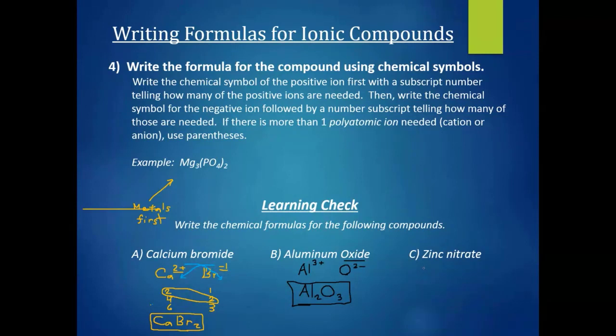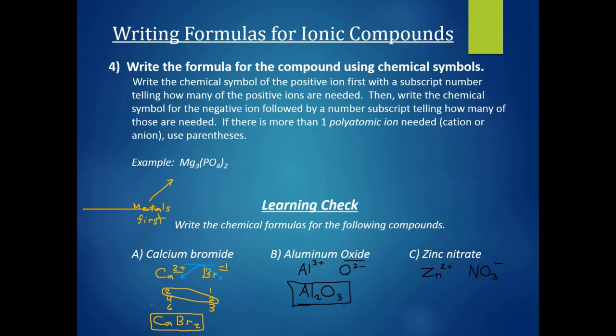Let's take a look at zinc nitrate. So what's the charge of zinc? Plus. Yeah, very good, Frank. 2+. This is one of those magic staircase elements. Zn2+. And then what's nitrate? NO3 minus. So we have Zn2+ and NO3 minus.